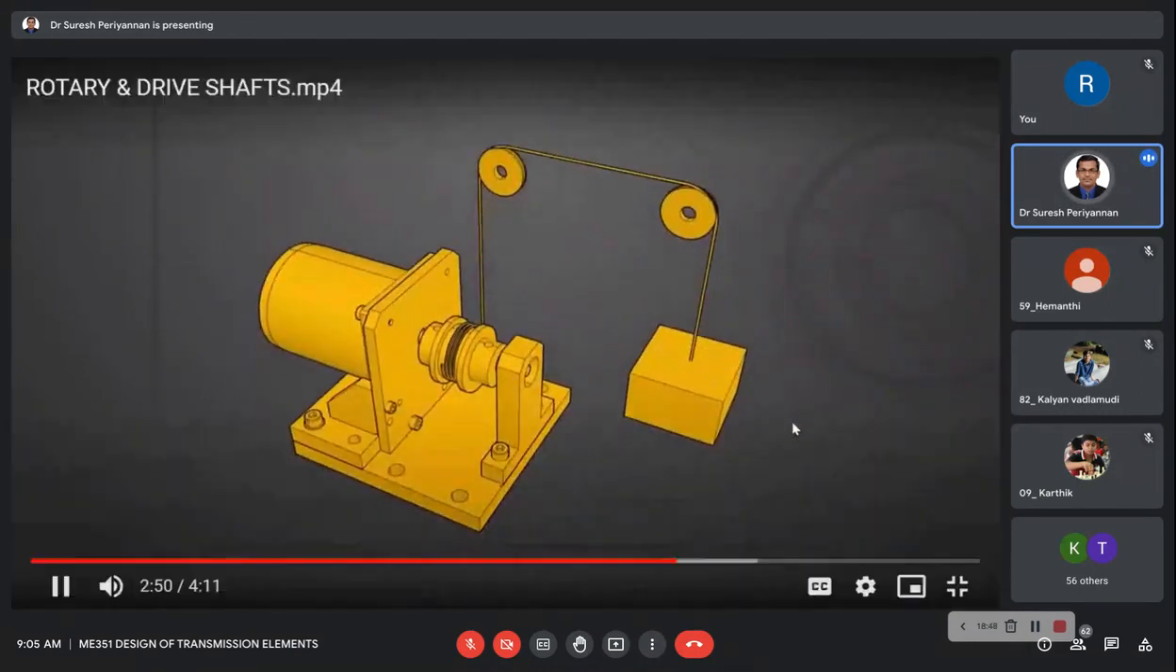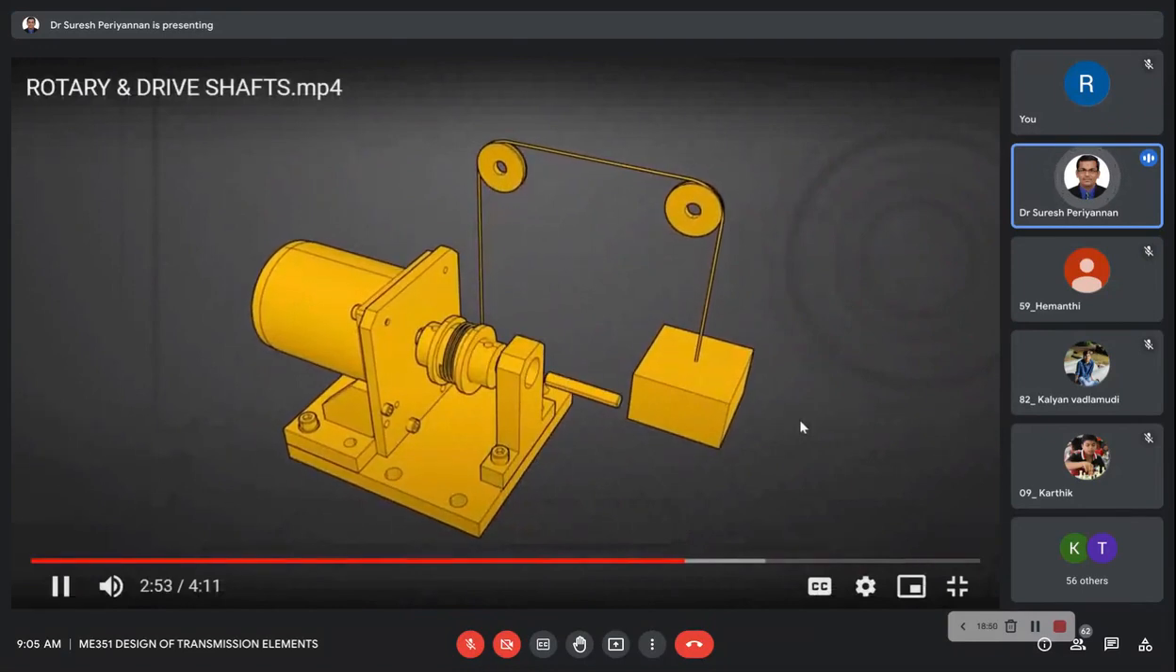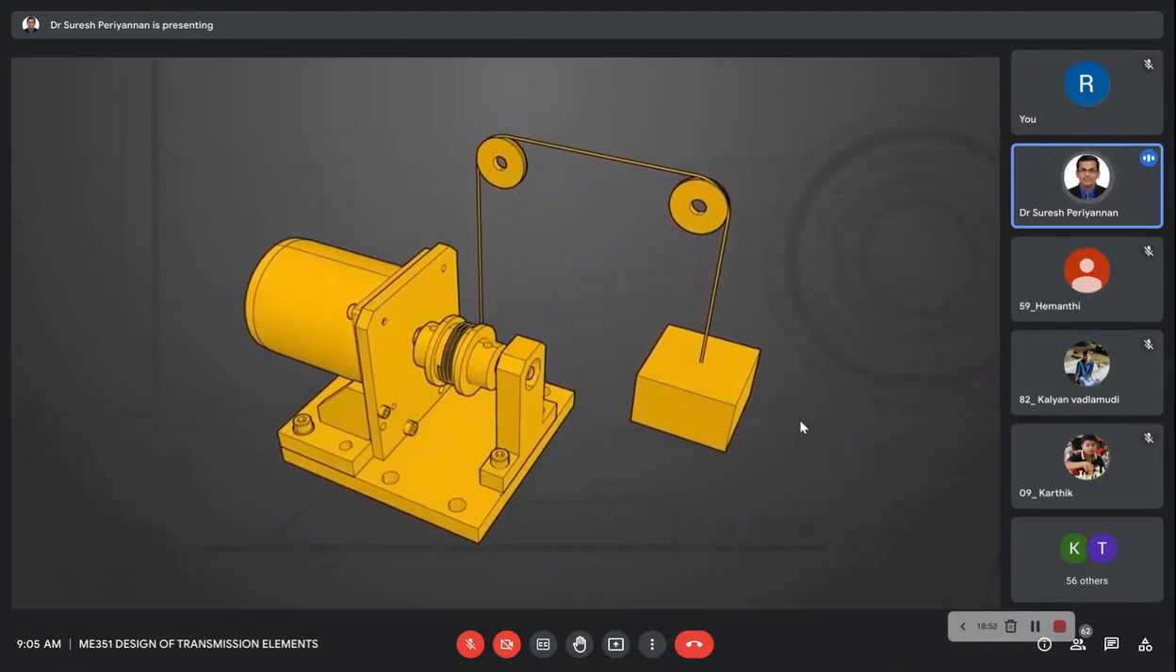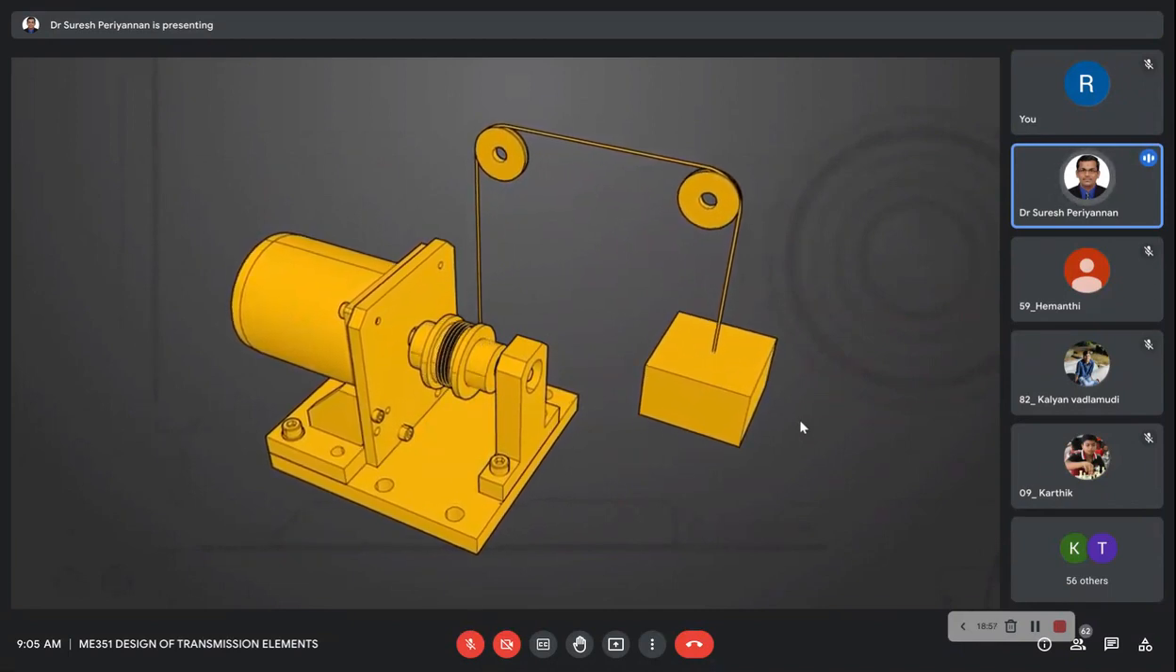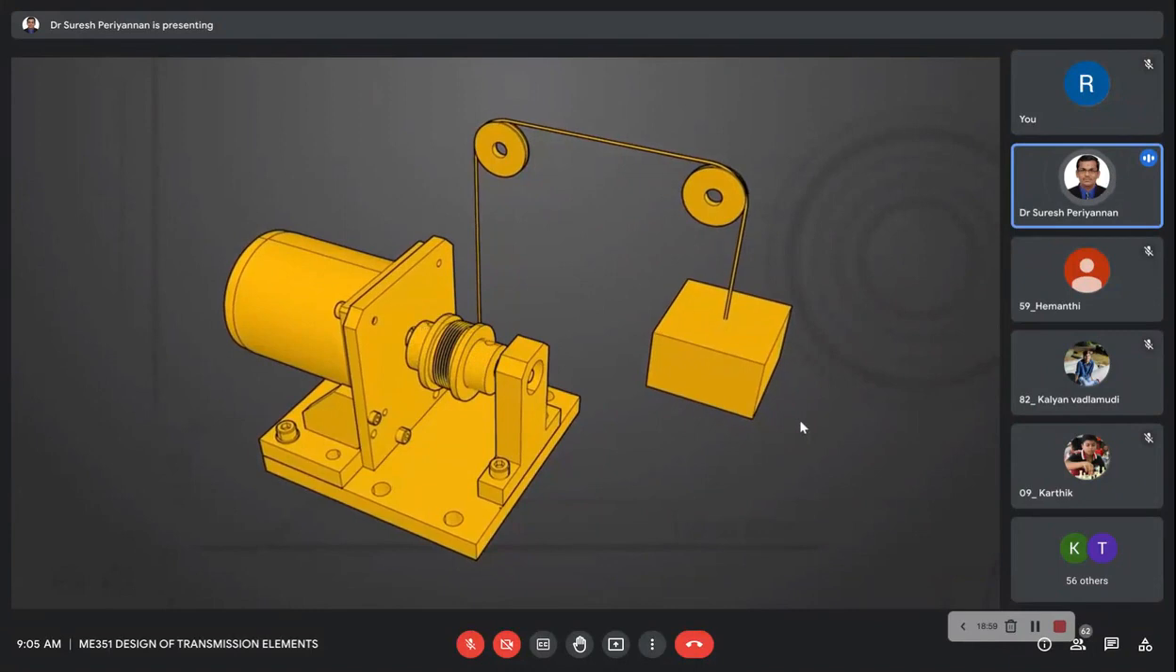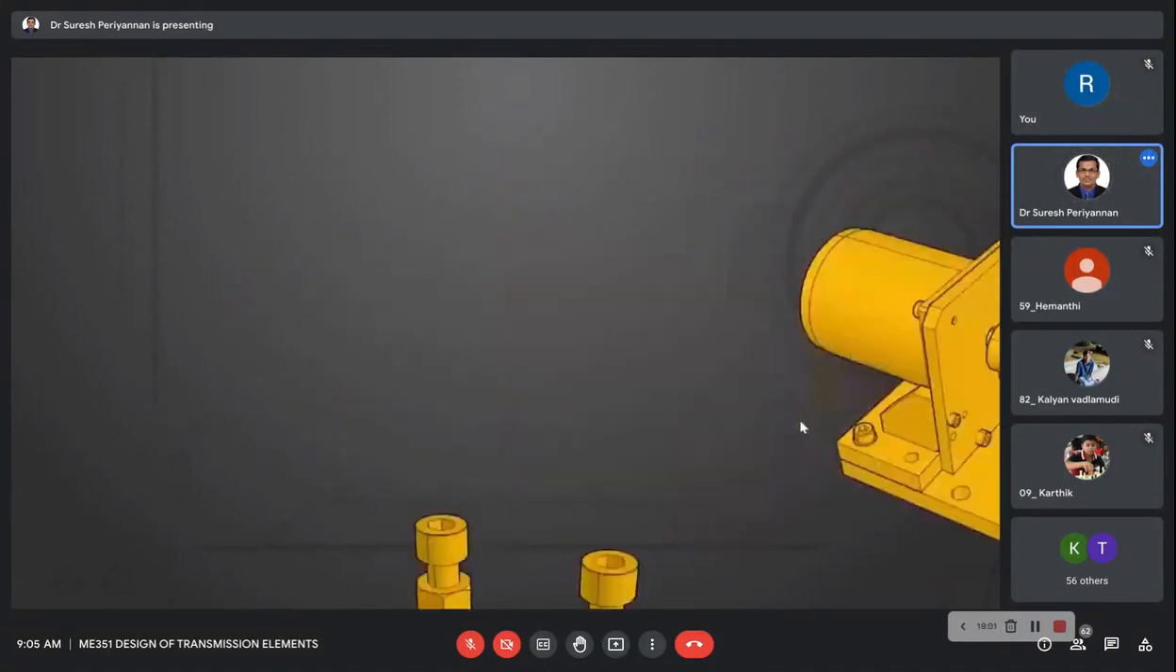Here is an application where a rotary bearing is used on the rotary shaft. The shaft is supported on one side via support and bearing. It transfers the motor's power to the winding drum, which then lifts the workpiece block.